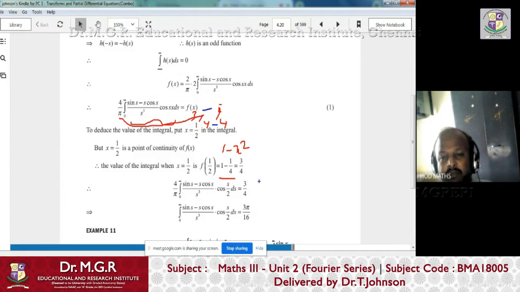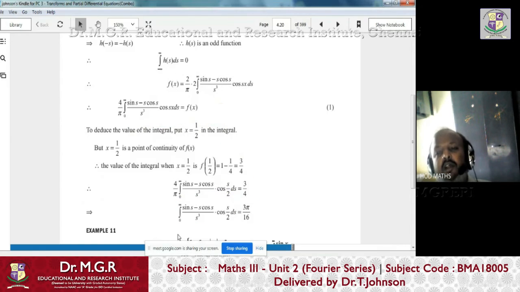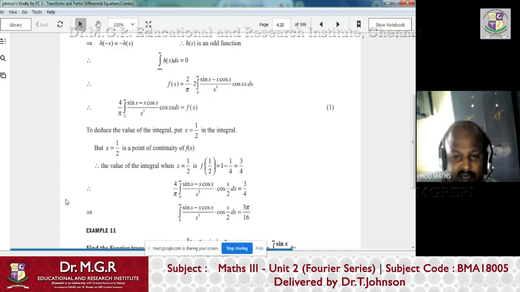So here you get pi by 4 in a nice manner, so that when you multiply this you will get 3 pi by 16, 3 pi by 16, right? So now you can evaluate this integral and you can show that it is equal to 3 pi by 60, right? So this is a simple application of Fourier transform.